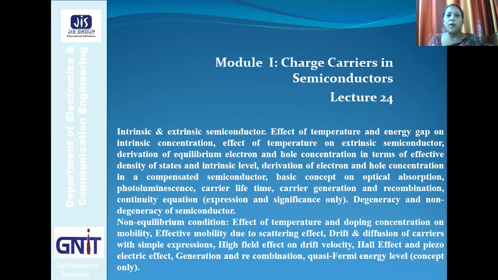This is Module 1, Charge Carriers in Semiconductor. This is lecture number 24. Module 1 describes all the things that are mentioned here.